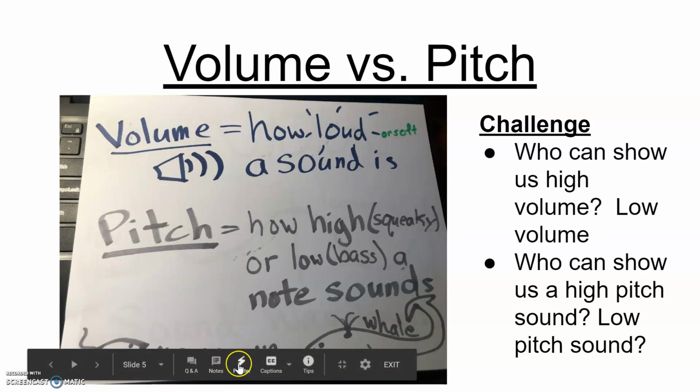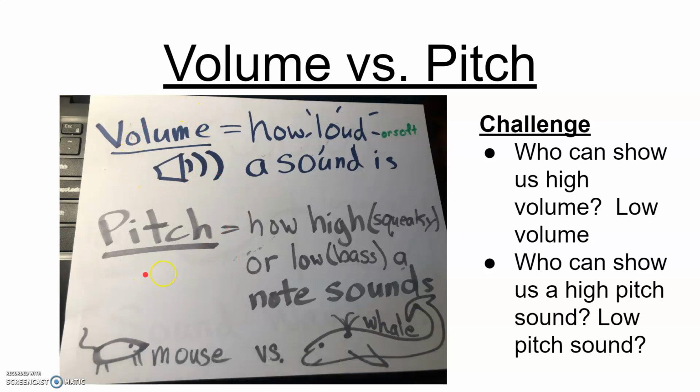I had a lot of people who were kind of confused about the difference between volume and pitch. So volume is how loud or soft a sound is. I'm going to show a low volume. I'm going to whisper right now. It's really hard to hear me. And then for a loud volume, I'm going to raise my voice and I'm going to shout. So those are the big differences between loud or soft, or high volume, low volume. Volume's all about the level of sound.